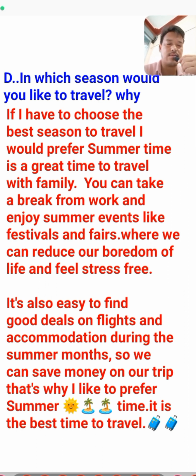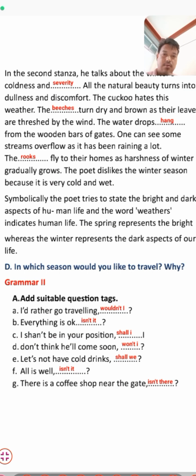Now move to the next exercise. So the next exercise is grammar, students, very important. It's question tags again. Add suitable question tags.